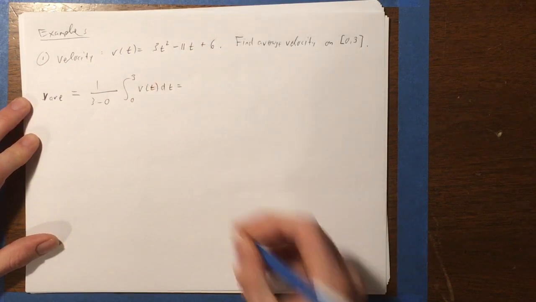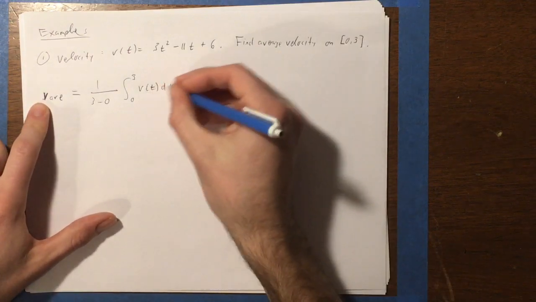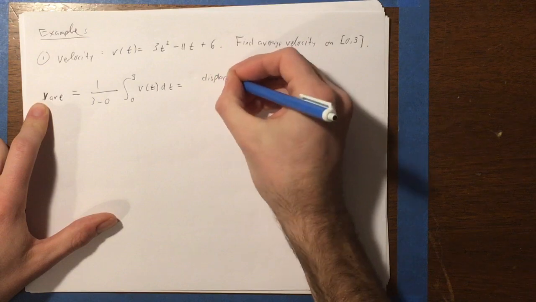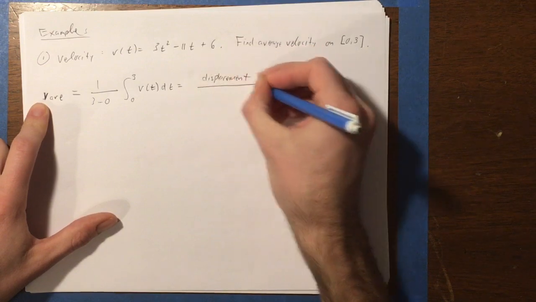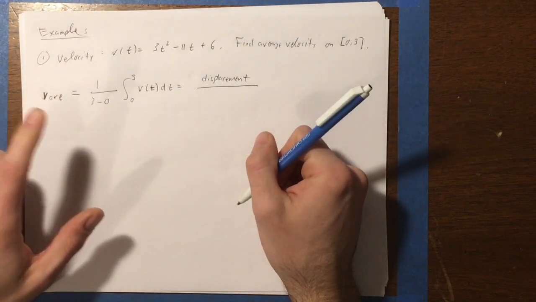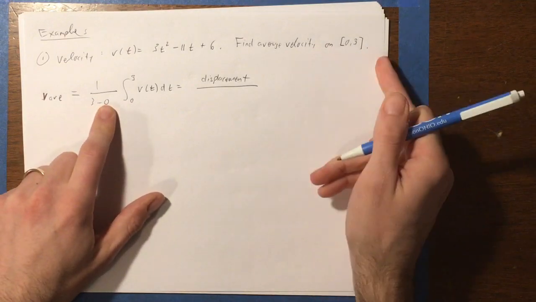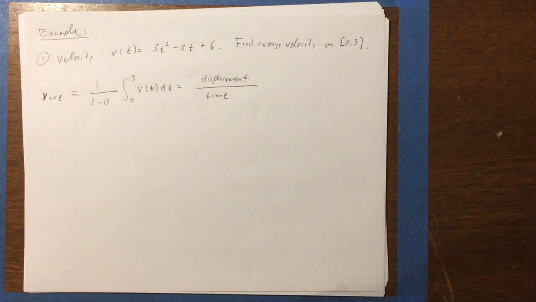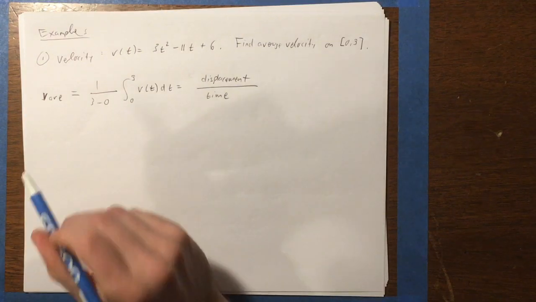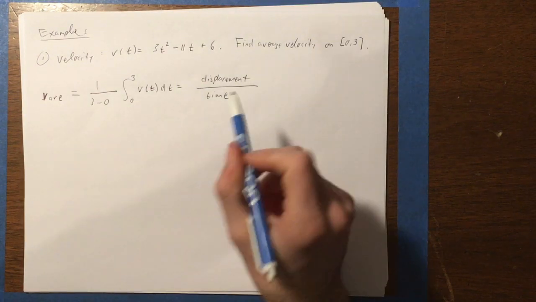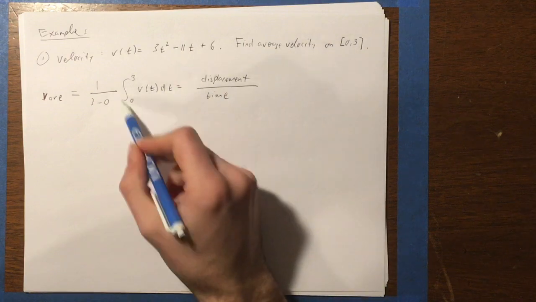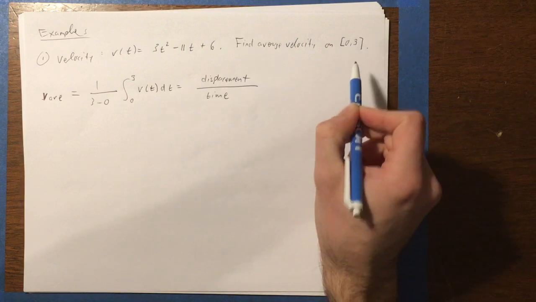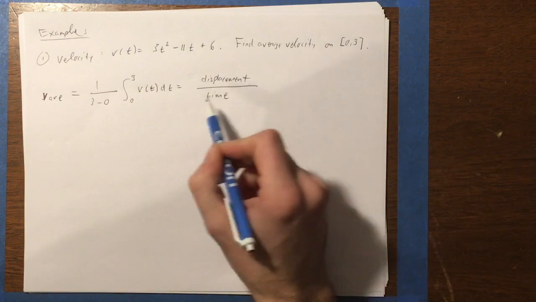So what this means is that essentially average velocity is going to be the integral, which is displacement, right? The displacement from 0 to 3 seconds, and then divided by 3 minus 0, which is just the length of this time interval. So displacement divided by time. Okay, so take that into consideration. The average velocity on an interval is just a formula for displacement, which would be the integral here, divided by the amount of time that has passed, which is just the length of the interval that we're integrating over.